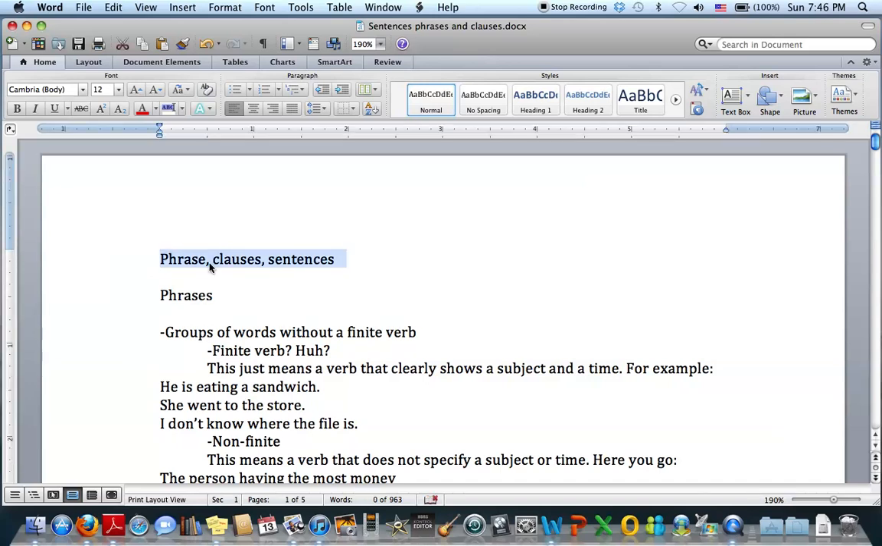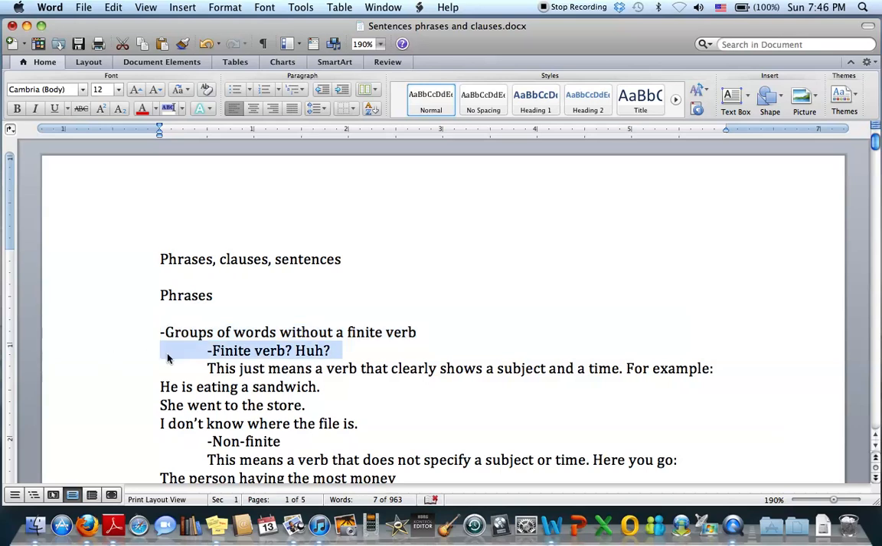Phrase, clauses, and sentences. There's a problem with that already. It should say phrases. Okay. Let's start off with exactly that. Phrases. So, what is a phrase? Well, phrases themselves are groups of words without a finite verb.